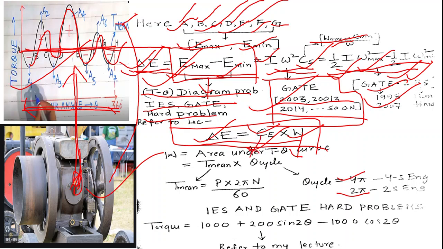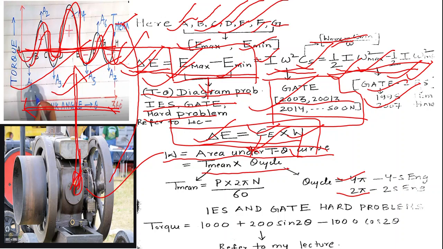Now work done in the cycle can be found out using the area under the T theta diagram. This is our T theta diagram. The area under this curve can give us the work done, and it can be found out using T mean into theta cycle, this formula also.